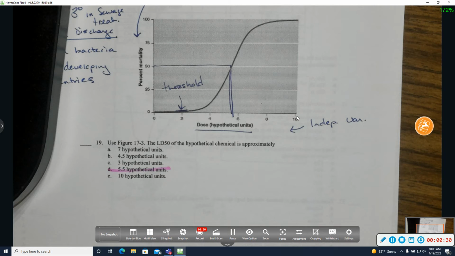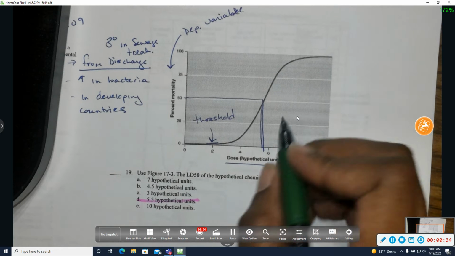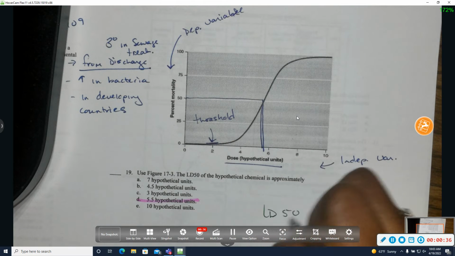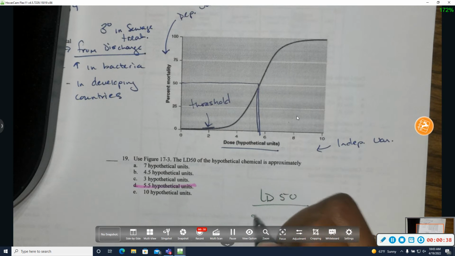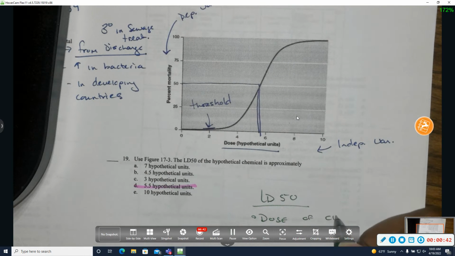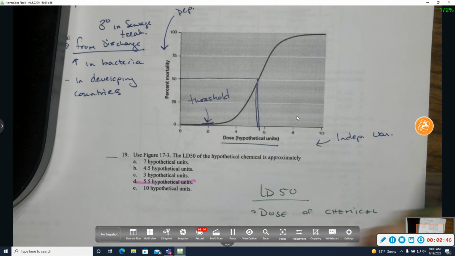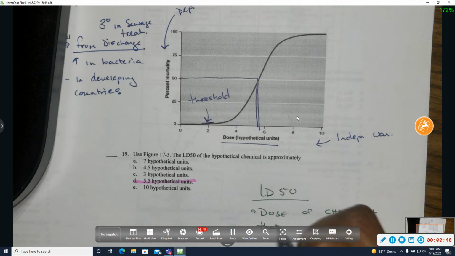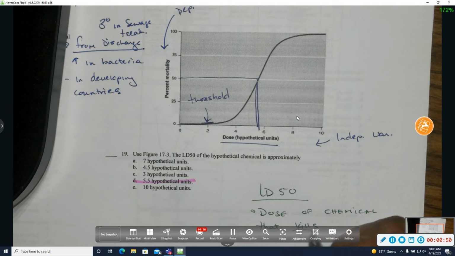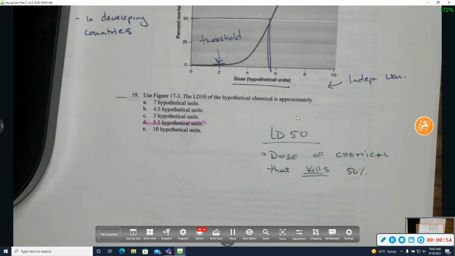So remember that when you're looking at one of these, this is LD50, and LD50 is the dose of a chemical or toxin that kills 50% of the individuals in the study, right?